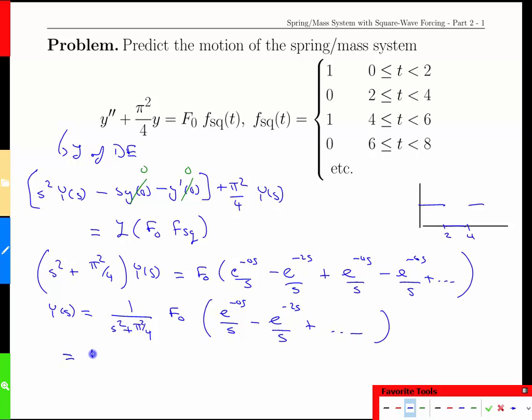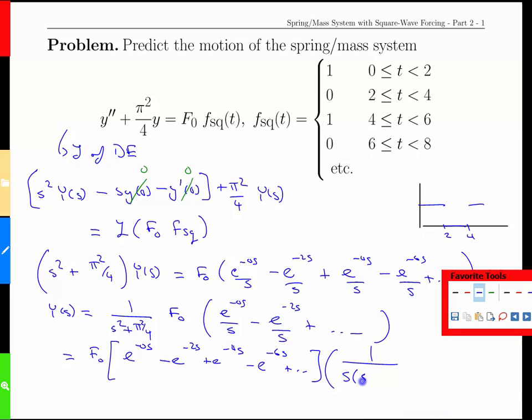Our next challenge is to group things a little bit differently. We're going to put the f naught all the way out front, and then we have e to the minus 0s minus e to the minus 2s plus e to the minus 4s minus e to the minus 6s, and so on, times 1 over s times s squared plus pi squared over 4. This part here is ripe for partial fractions. Everything else can be left alone for the moment, so we'll continue this on the next page.